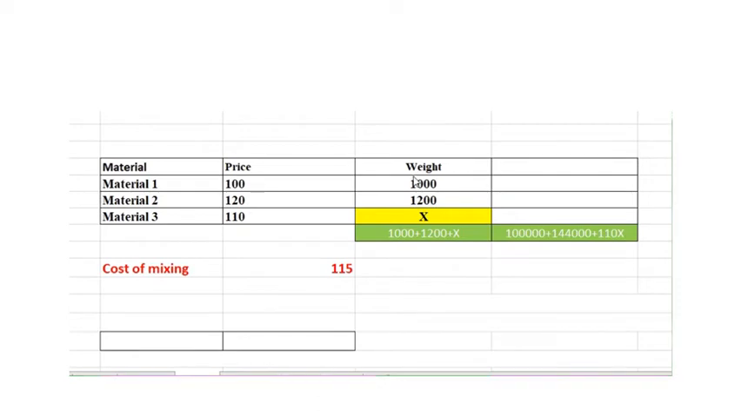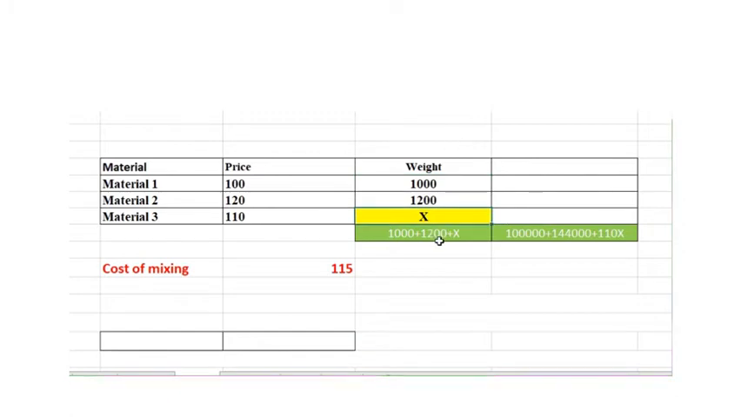Let us look into another mixing problem wherein three varieties of material are used, and the price of those materials are given, and the weight of two materials are given, and the cost of mixing is given as rupees 115. We need to find the proportion or the weight of the material 3 that is to be used for the mixing. This way we can control the cost of the mixing, it should not exceed some price. Then we can find the various proportions that we can go for to get that required cost of mixing.